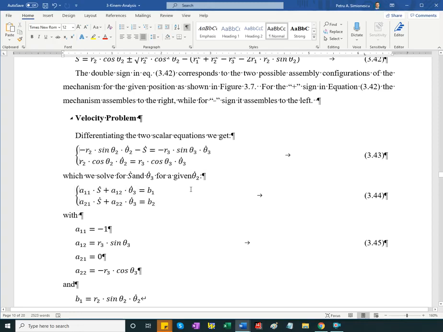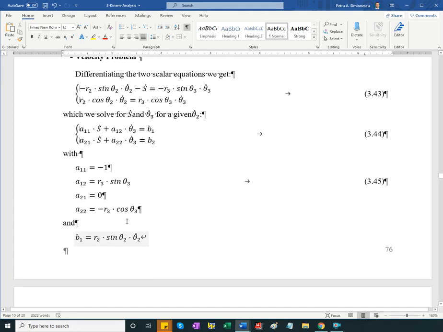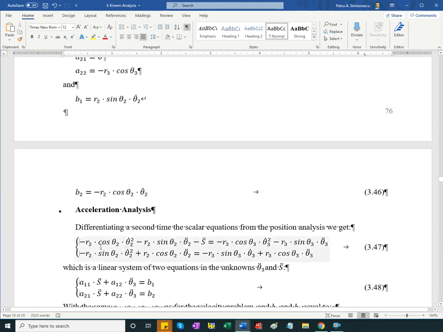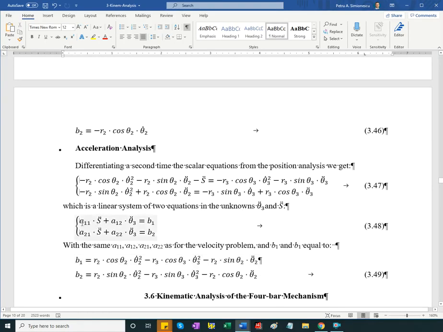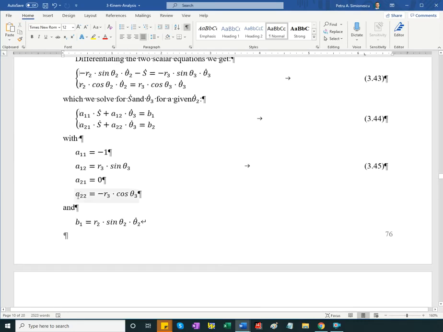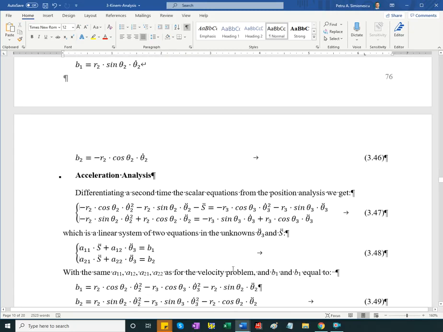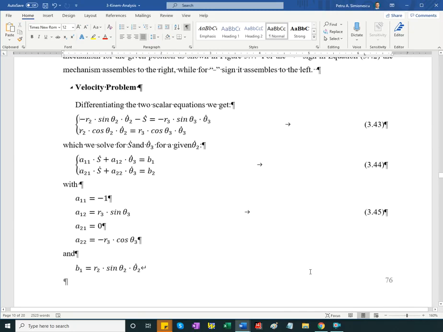Okay, so we get, as is expected, a set of two linear equations, two unknowns. Here are the coefficients, which can be easy to solve, and then taking the second derivatives, it gets us again a set of two linear equations, two unknowns, a11, a21, a12, a22 are given. Free terms b1, b2 differ from the velocity problem.